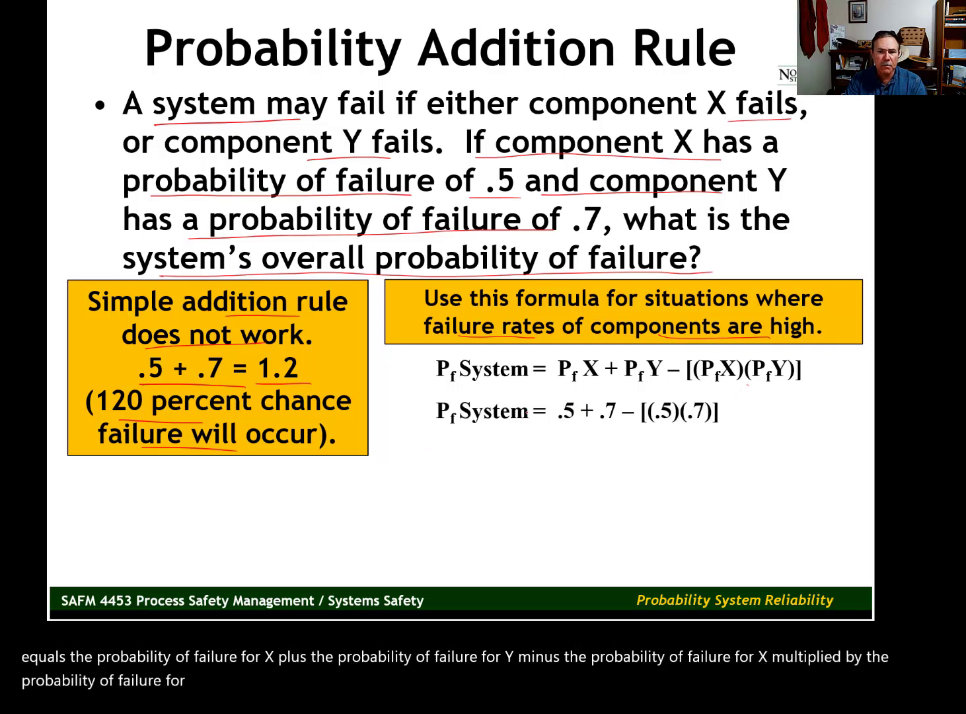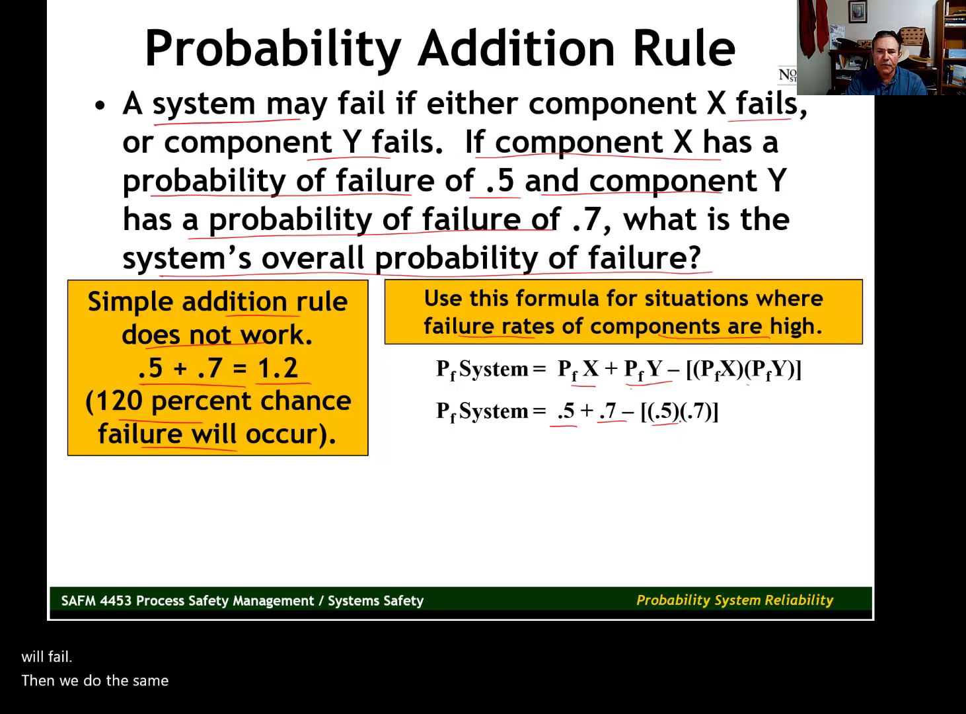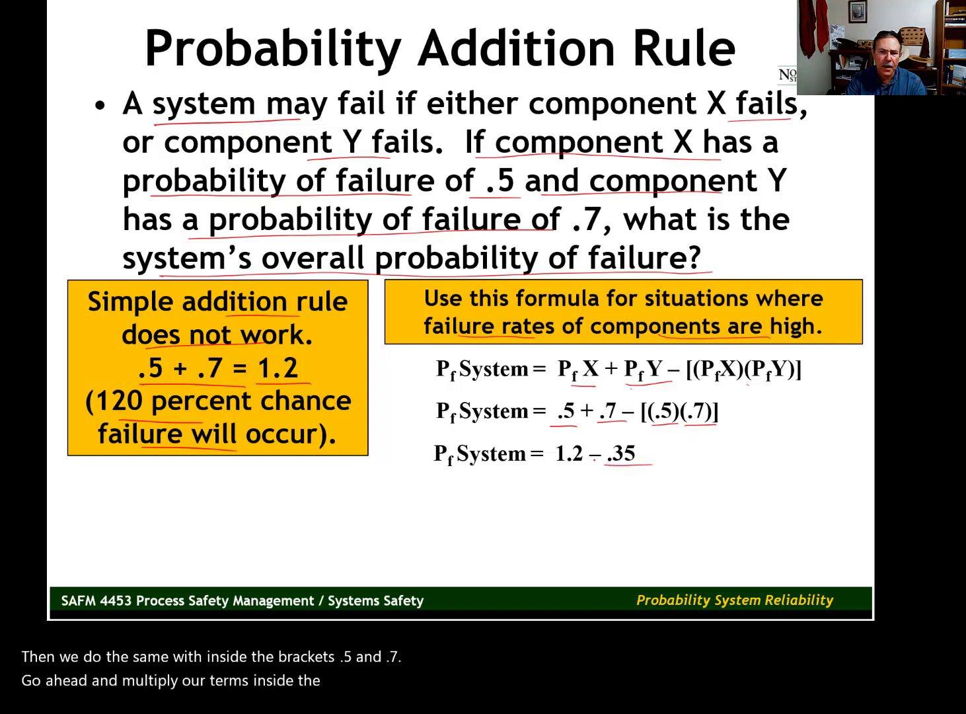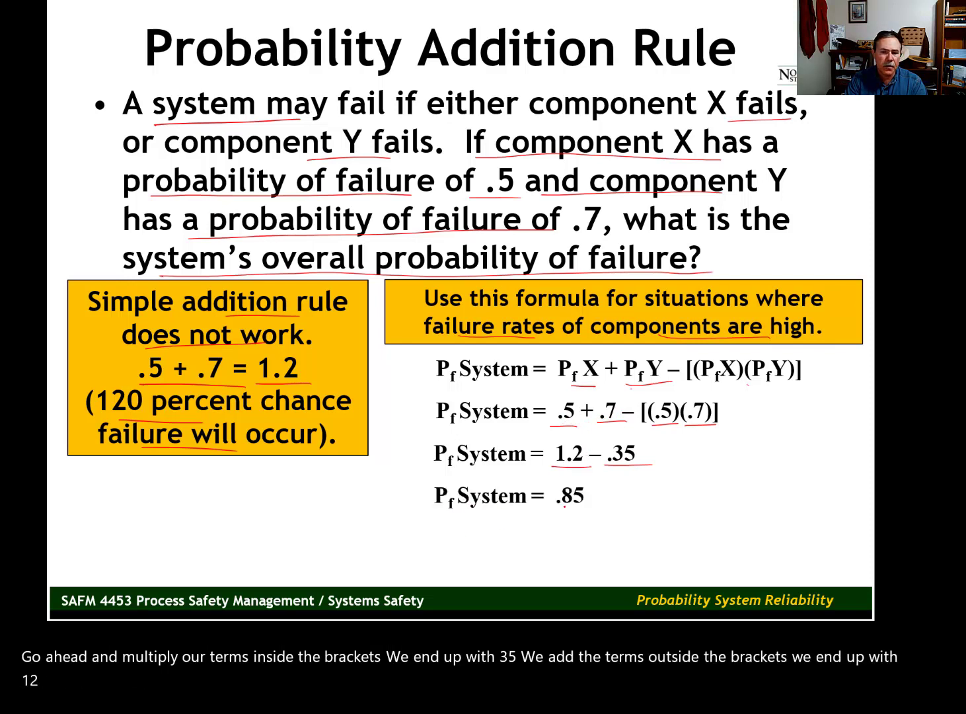So when we plug these numbers in, 0.5 for the probability that X will fail, 0.7 for the probability that Y will fail, then we do the same inside the brackets, 0.5 and 0.7. Go ahead and multiply our terms inside the brackets. We end up with 0.35. We add the terms outside the brackets. We end up with 1.2. The probability of system failure is 0.85.